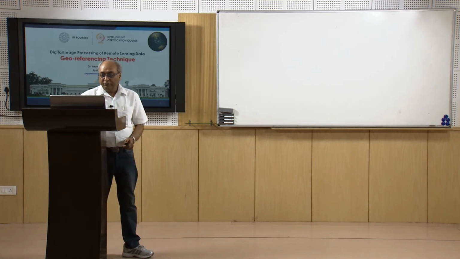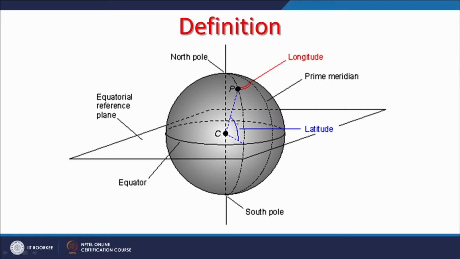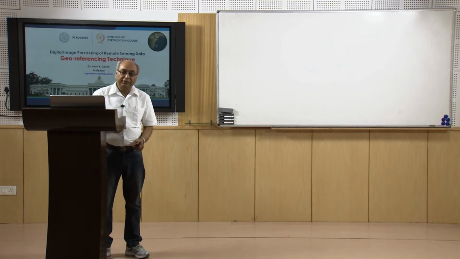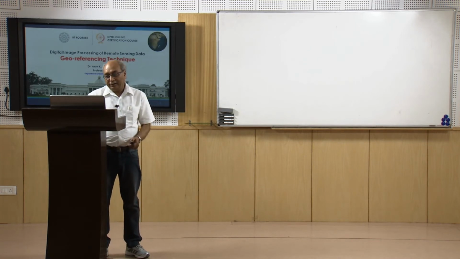Now, as you know, if a point is located here, then because of this angle, we will have a latitude as well as a longitude. The prime meridian is shown here. This is the equatorial reference plane, and you have the North Pole and South Pole here. So any point on the globe can be defined using these longitude and latitude values, because both are values in angles. That is why we measure them in degrees, minutes and seconds.